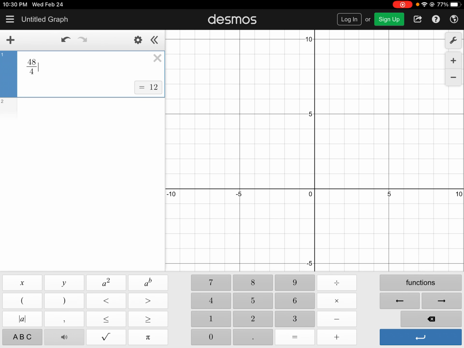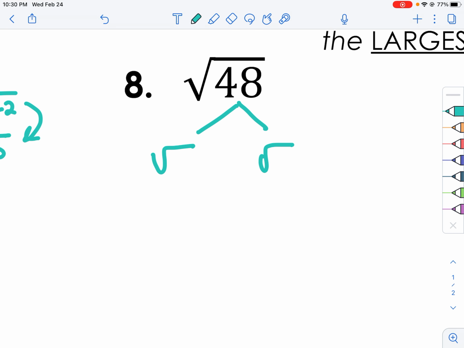Okay, what comes after 9? 4 times 4 comes after 9, that's 16. So 48 divided by 16. Oh, that gives us 3. Nice. So 16 is evenly divisible. 16 evenly divides 48. And then that would be 3.